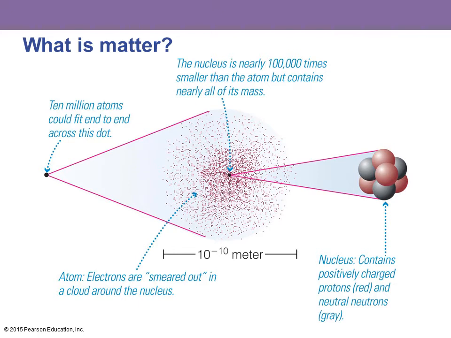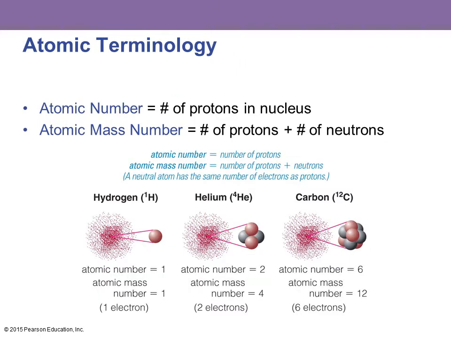Neutrons are neutrally charged. So a typical atom would have no electrical charge because the positives and the negatives balance out. The number of protons gives the atom its atomic number. So the higher the number of protons in the nucleus, the higher the atomic number.